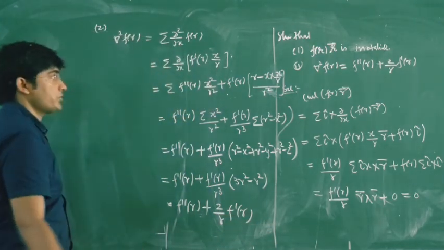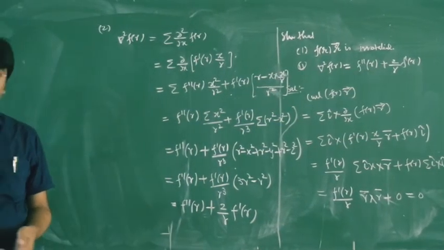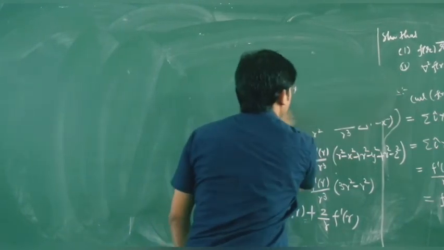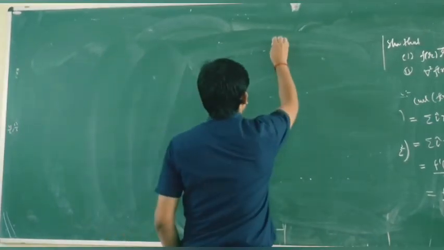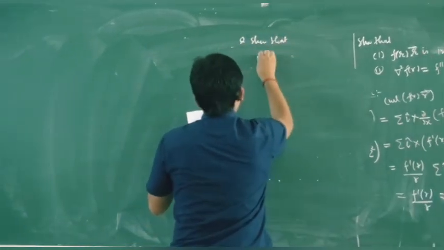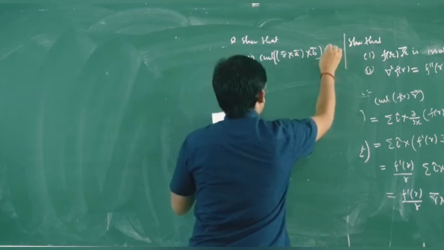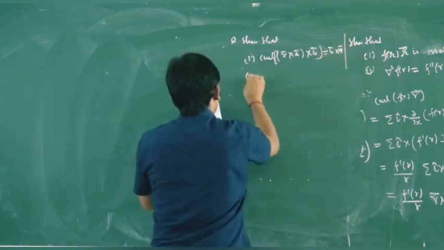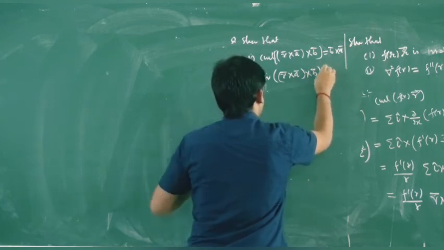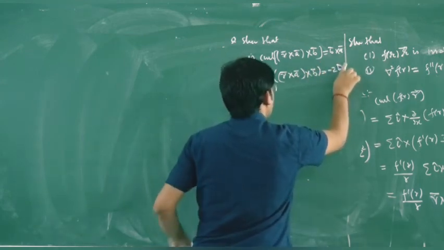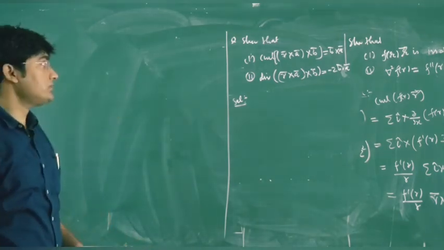So the Laplace operator of f(r) is equal to f''(r) plus 2 upon r into f'(r). Then our next question: show that the first part is curl of (r cross a) into b is equal to b cross a, where a and b are constant vectors, and then the divergence of (r cross a) into b is equal to minus 2 b dot a. So let us put these two parts, and these are my last questions of this vector calculus.